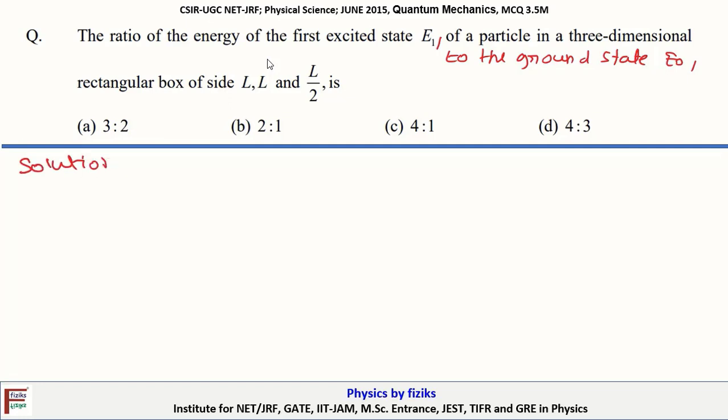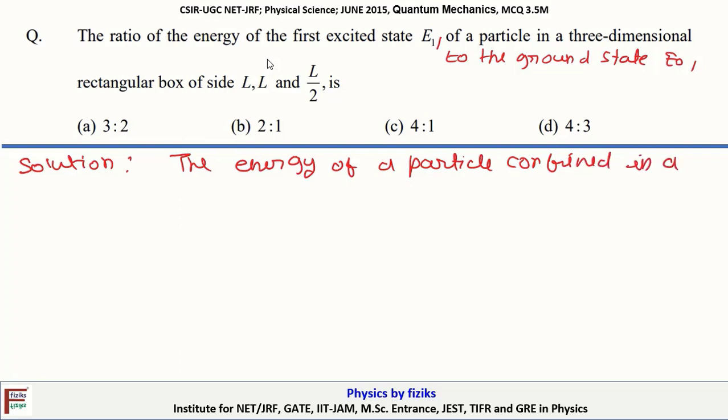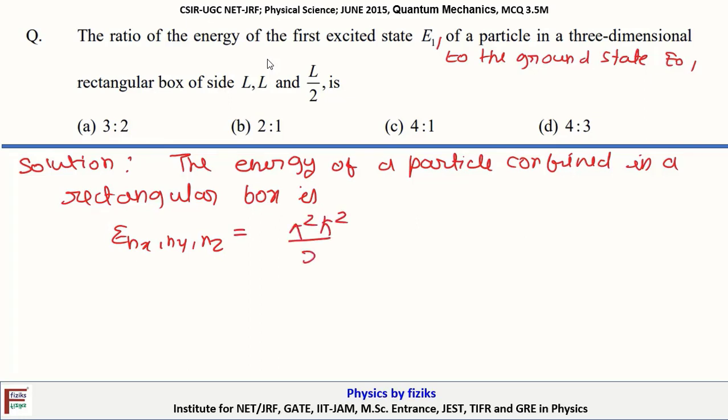Solution for this: the energy of a particle confined in a rectangular box is E of nx, ny, nz equals pi square h cut square by 2m into nx square by lx square plus ny square by ly square plus nz square by lz square.